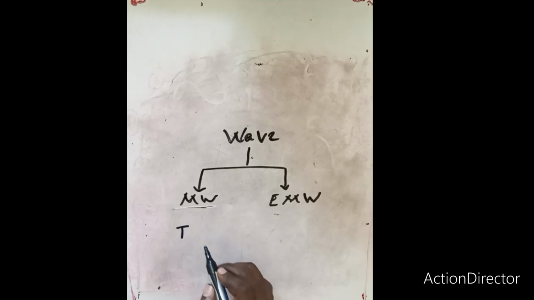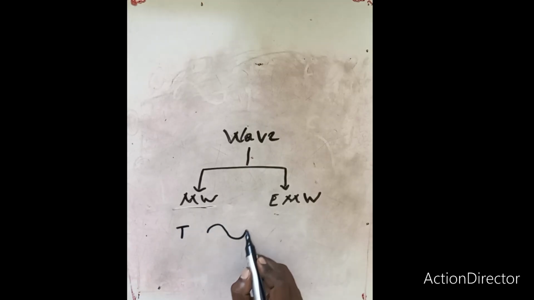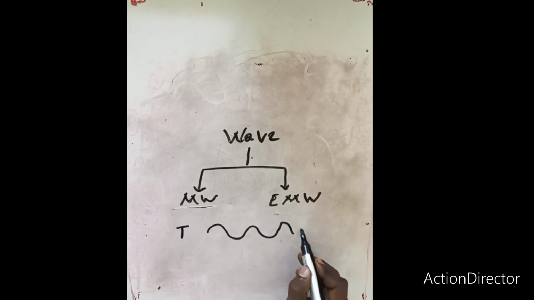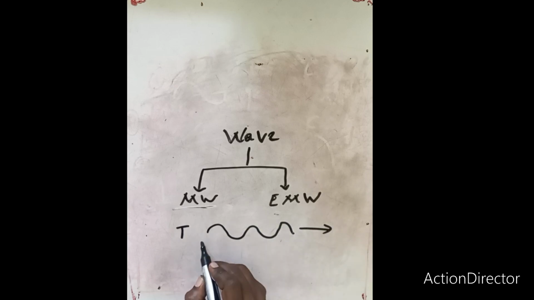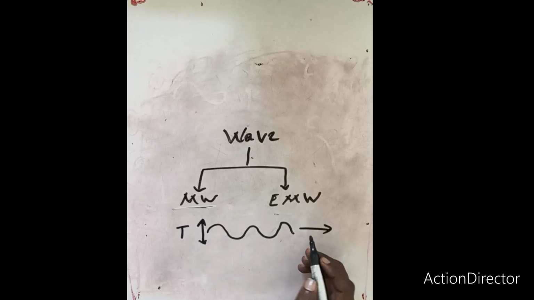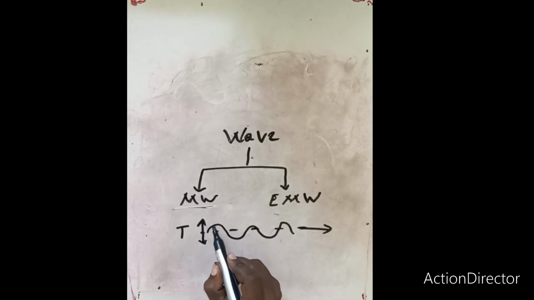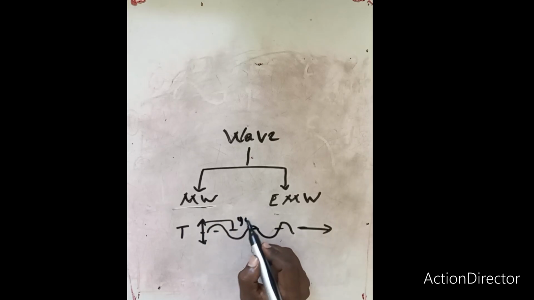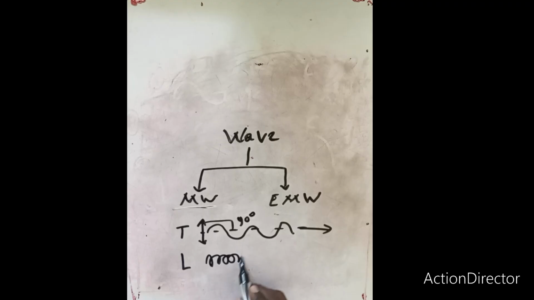for transversal wave, let's say this is the direction of propagation, and the direction of vibration, they are 90 degrees with each other. They will make 90 degrees. That's the nature of transversal wave. Regarding the longitudinal wave, like spring wave, the direction of propagation and vibration are parallel to each other. So that's the difference between longitudinal and transversal.